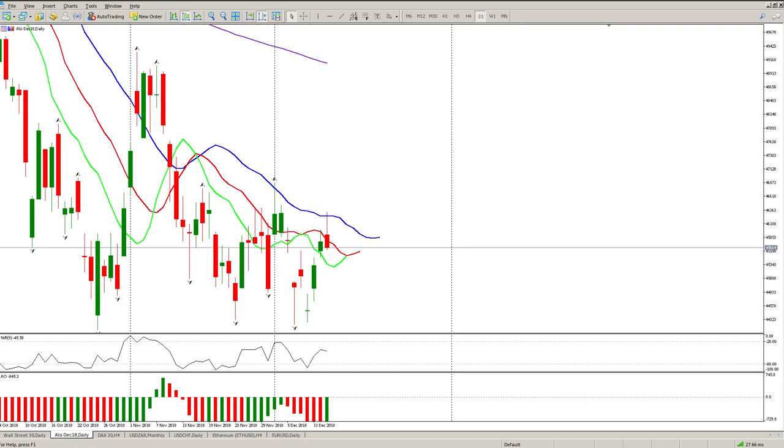Good morning, traders. So, still using the Bill Williams alligator. We are looking at the Aussie, the South African top 40 right now.